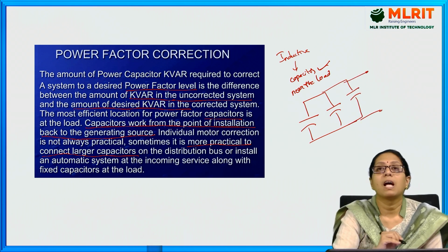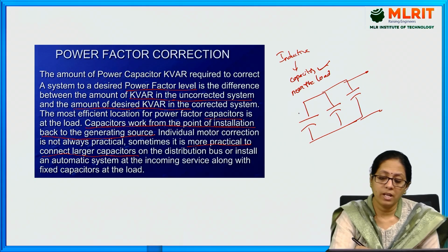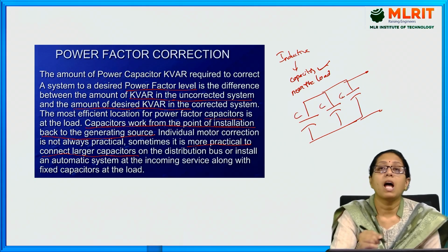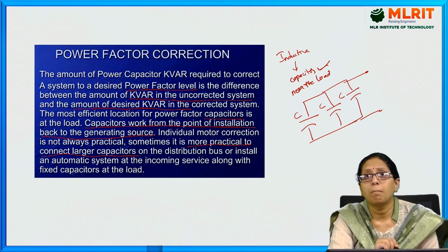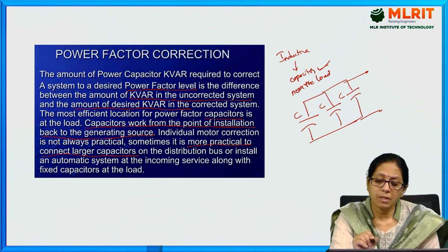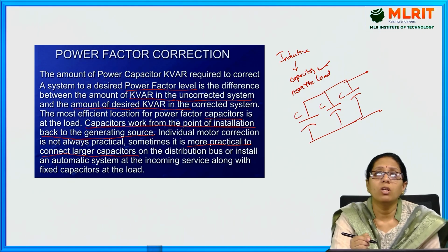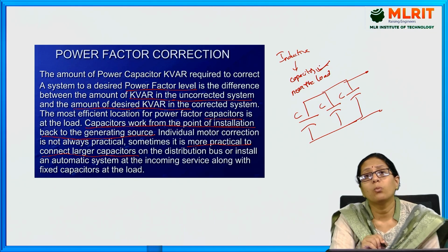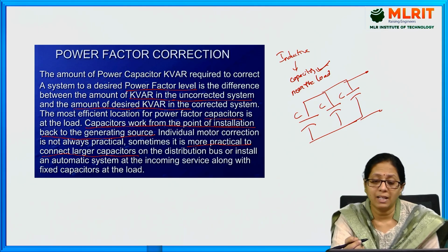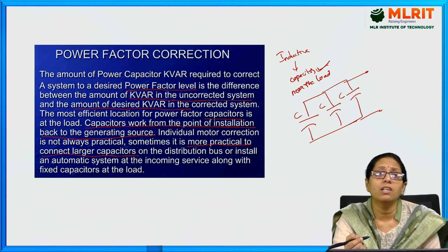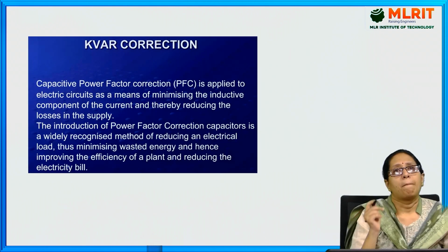This is an example of a capacitor bank, where three capacitors are connected in parallel. Sometimes if the load is very low, a small load, we can compensate by using a single capacitor. But when the load is high, we need to connect more capacitors, that is a capacitor bank, in order to compensate the reactive power.